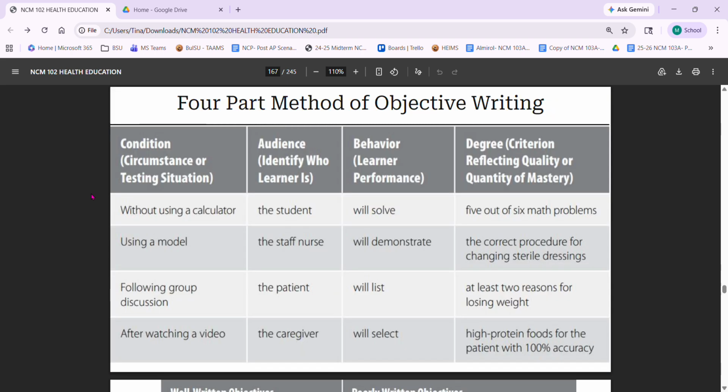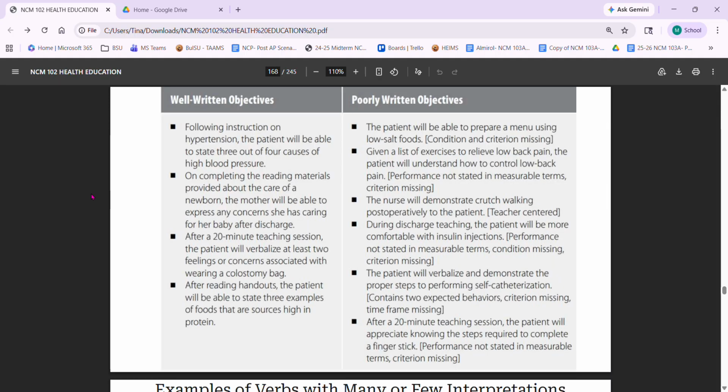Okay? I think I already shared this part earlier. Okay. So, here, makikita ninyo, ano ba yung mga well-written objective and poorly written objective. Okay? So, let's go, pili tayo ng isa. Okay? After 20 minutes of teaching session, the patient will verbalize at least 2 feelings of concern associated with wearing a colostomy bag. Okay? This is well-written. May A, B, C, D ka. Poorly written, let's choose 1.